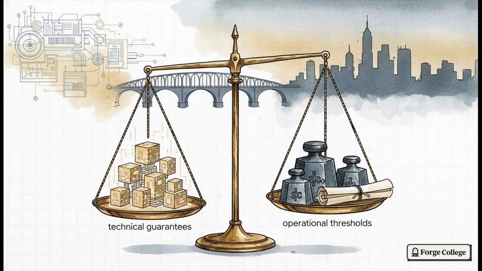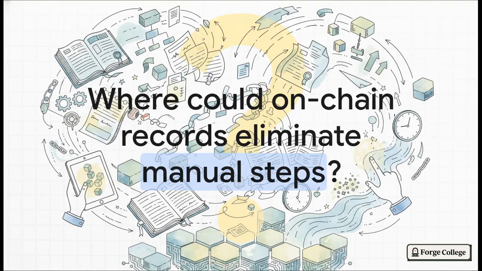So, the pragmatist journey really boils down to this one idea. Translate technical guarantees into operational thresholds. You must always quantify your residual risk and establish strict, clear settlement rules before you deploy any system out into the real world. I want to leave you with a provocative question to think about.